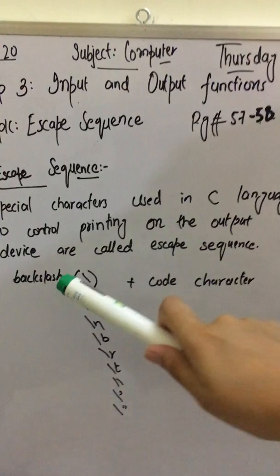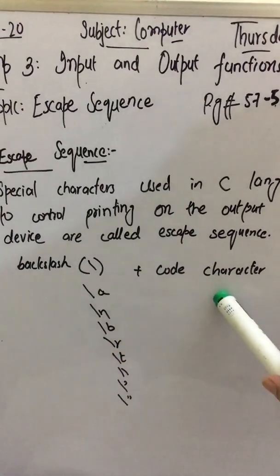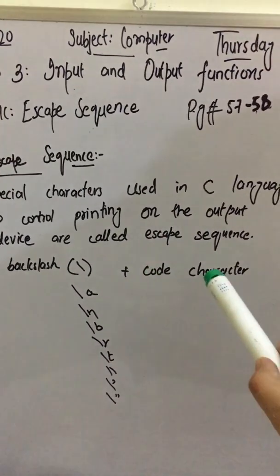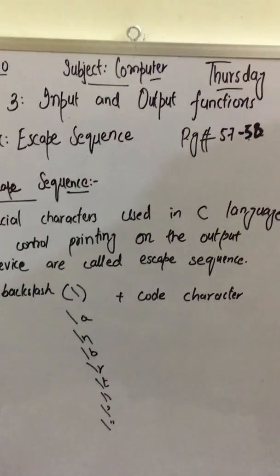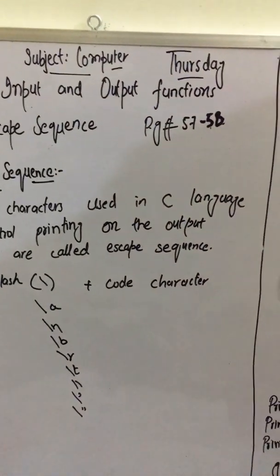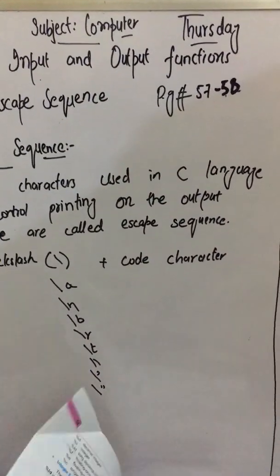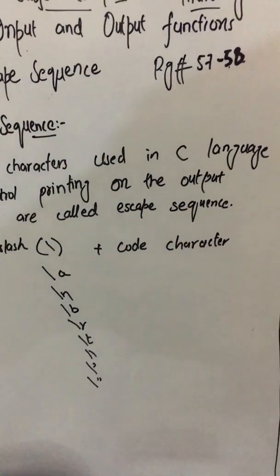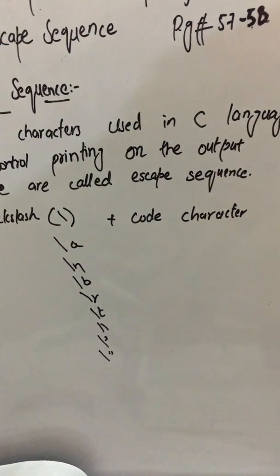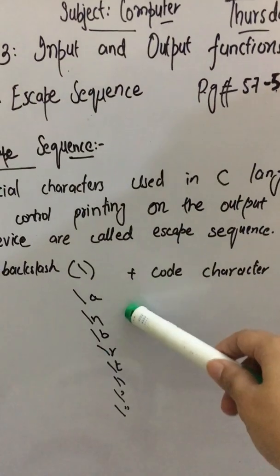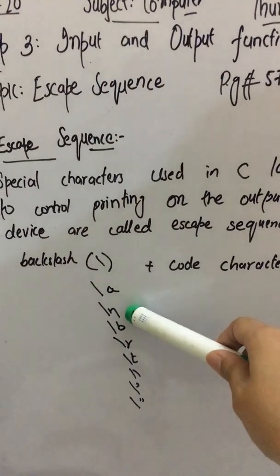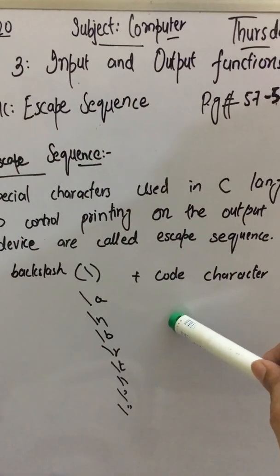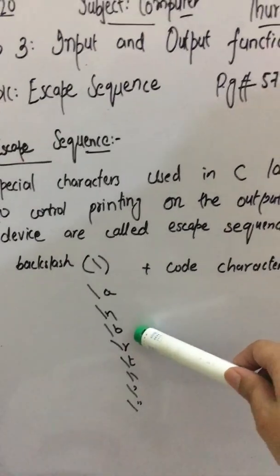Escape sequence consists of a backslash and a code character. Code character consists of any alphabet with a backslash. For example, backslash with a produces an alert sound. Backslash n is used to move the cursor to the beginning of the next line, and that is the most common escape sequence that we are going to use in our C language.